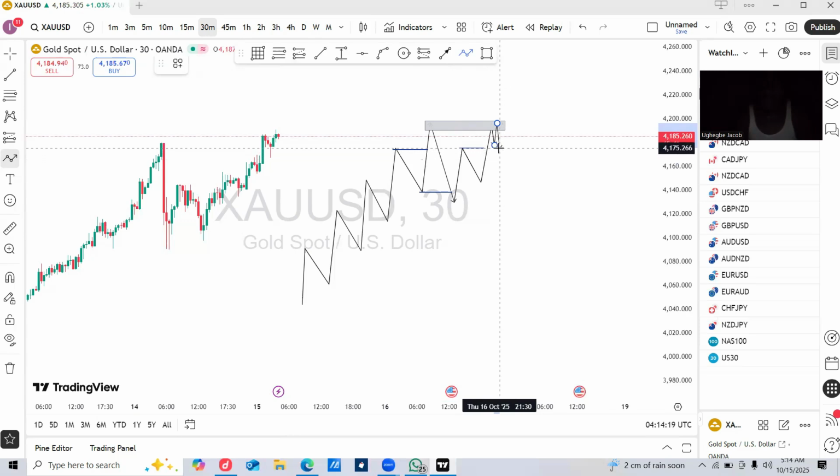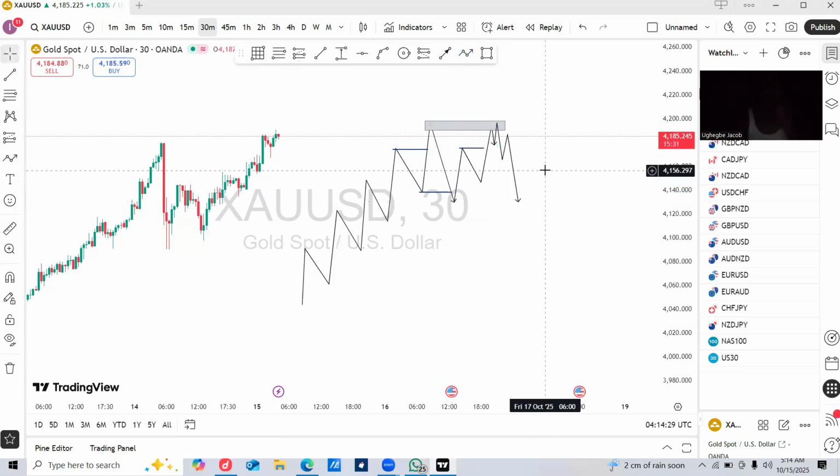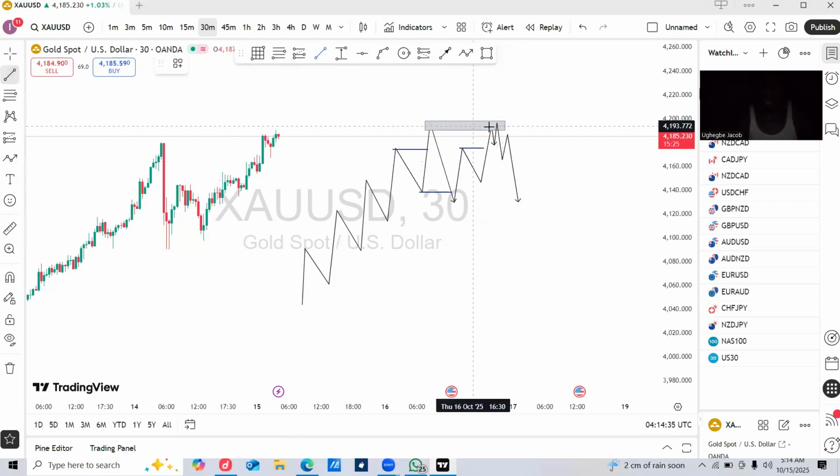You can use this low as your breaker block, or use a fair value gap around this area to execute your trade, then ride it to this last low. This is how you predict the market, because from here you can see that this is where the market mitigates the block and clears this high before returning back to break this low here.